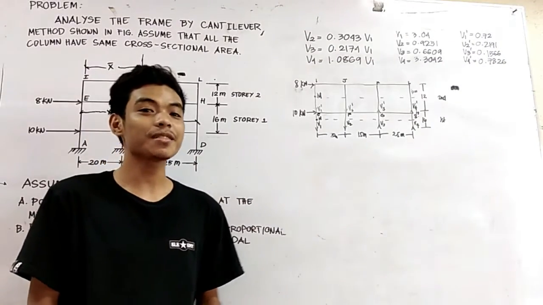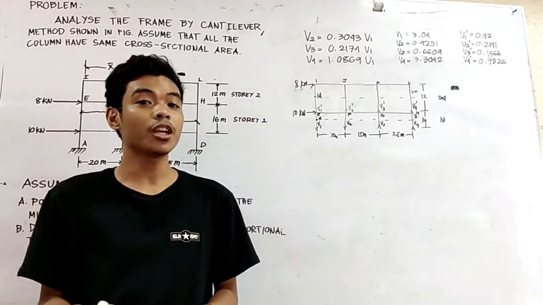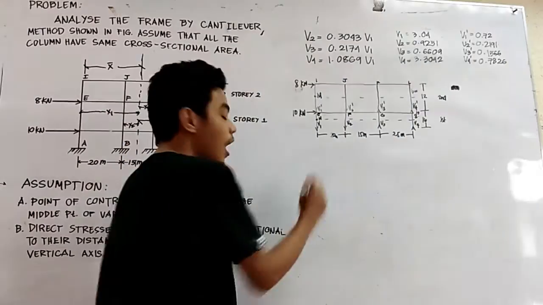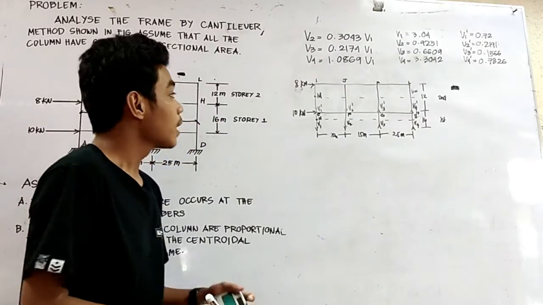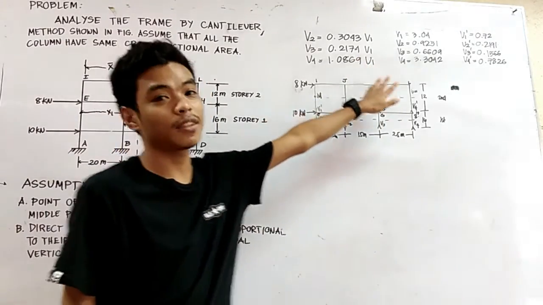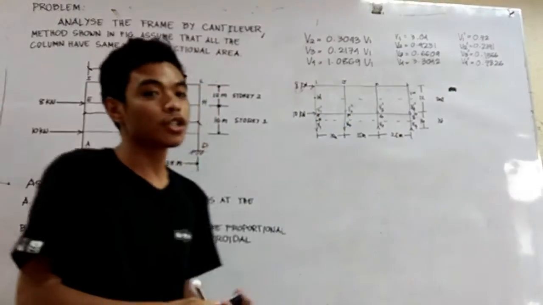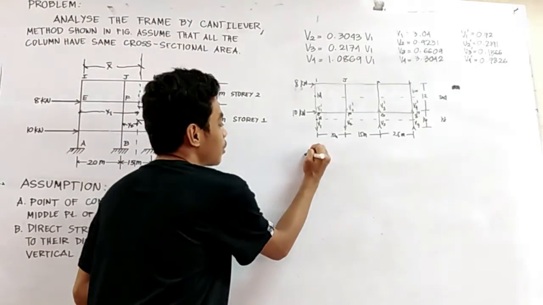So for this part, we will solve for the shear and moment of the beam. So first, we will solve for the shear of the beam. The shear is the vertical components of the forces. We already have the vertical forces that we solved earlier, which are written here. So first, we will solve for the shear at point E.